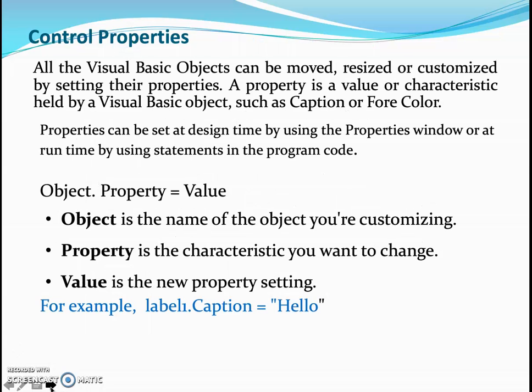Now let's learn about some of the control properties. All the Visual Basic objects can be moved, resized, or customized by setting their properties. A property is a value or a characteristic held by a Visual Basic object. Properties can be set at design time by using the properties window or at runtime by using statements in the program code.